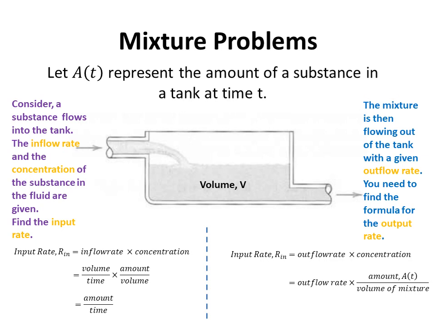The output rate of the substance is usually more difficult to determine. One simplifying assumption that we might make is that the concentration is kept uniform in the mixture. Then, we can compute the concentration of the substance in the mixture by dividing the amount A of t by the volume of the mixture in the tank at time t. Multiplying this concentration by the outflow rate of the mixture then gives the desired output rate of the substance.